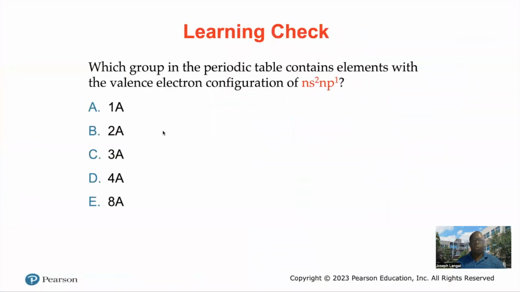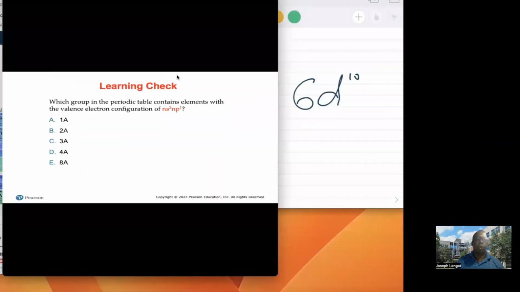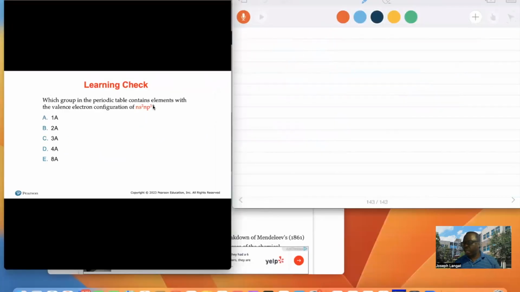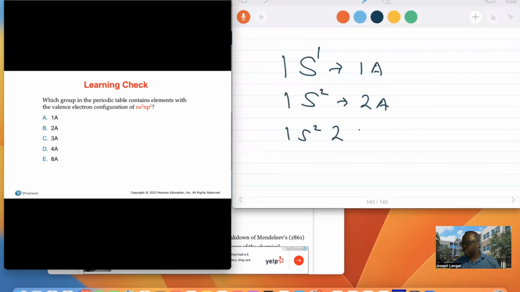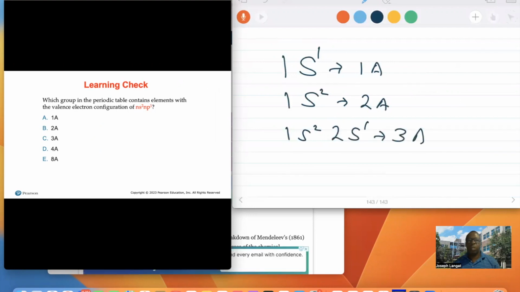Learning check. Which group in the periodic table contains the element with the valence electron? This is just what we looked at, the valence electron. All you have to do is add the superscript numbers, and you'll end up with the number. This is for group 3A because 2 plus 1 is 3. If it is 1s1, this is 1A, 1s2, this is 2A, and then 1s2 2s1, this is 3A, which is the subject.